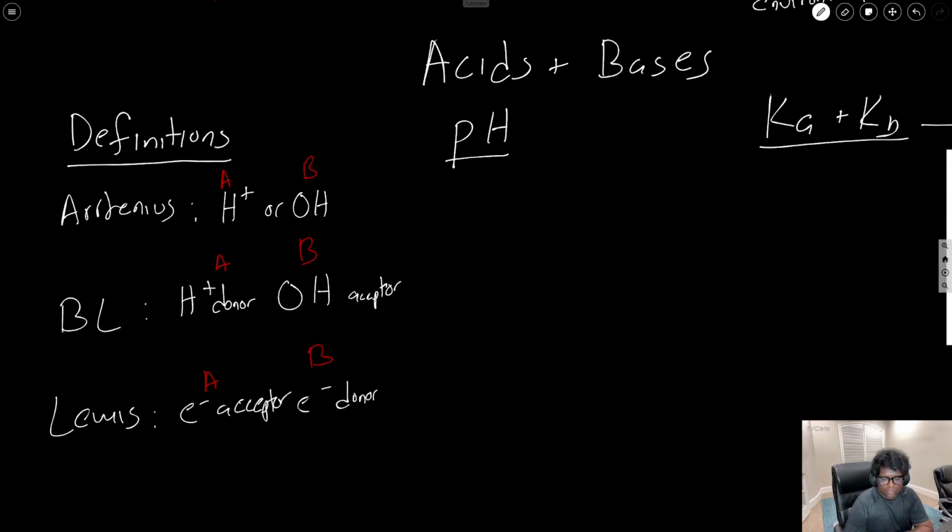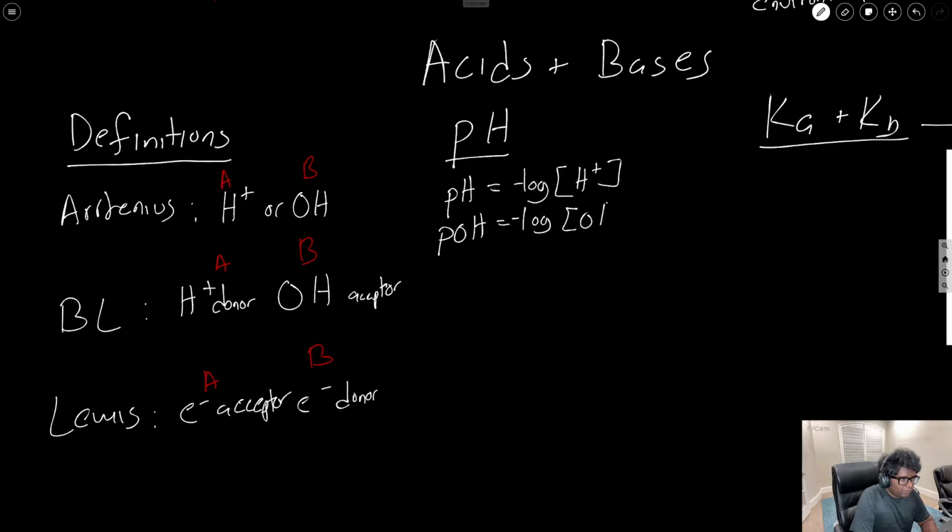Now let's move on to pH. pH is essentially describing to us the properties of an acid or a base. So pH, we know the equation. It's negative log H plus. Right, guys? Right. Now pOH, negative log OH.